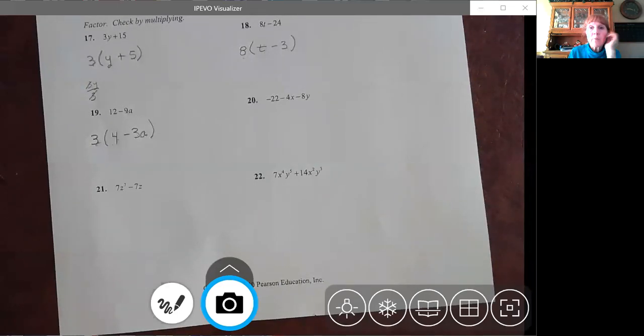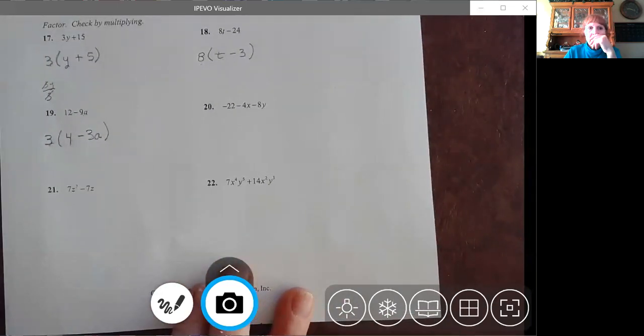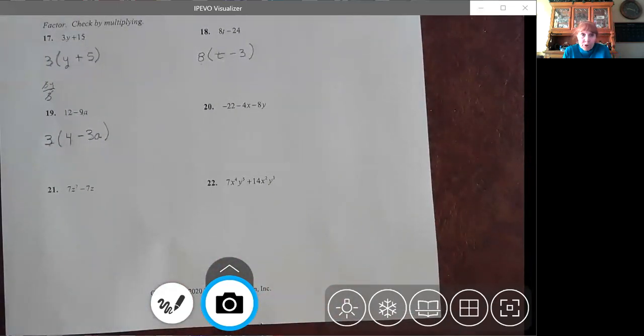Ooh, let's look at something with 3 terms. What goes into 22, 4, and 8? Sometimes there's nothing. Sometimes you don't have a common factor, but we do in all of these examples. It looks like the only thing that goes into 22 other than 22 is 2 and 11. So it's going to have to be a 2, okay? Because 2 goes into 22, 4, and 8.